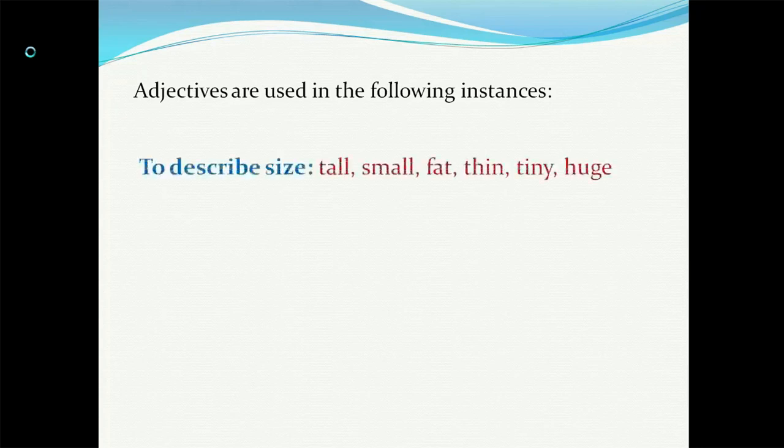What are they? When do you use adjectives? So to describe a size. To describe size we use adjectives like small, tall, fat, thin, tiny, huge. I have a small bottle. I can't fill enough water in this to last the complete day. I have a tiny umbrella. This dog is huge. So when you describe something in terms of size, we use these adjectives.